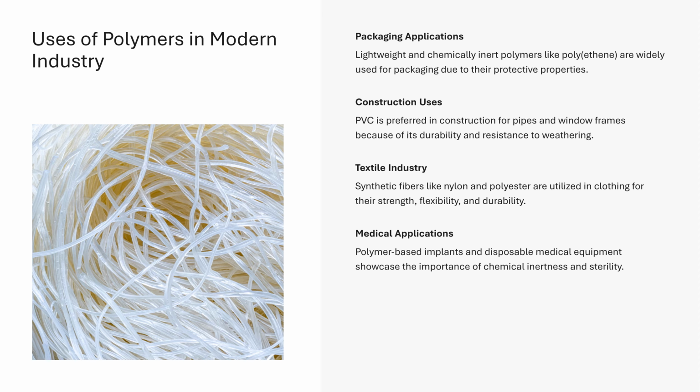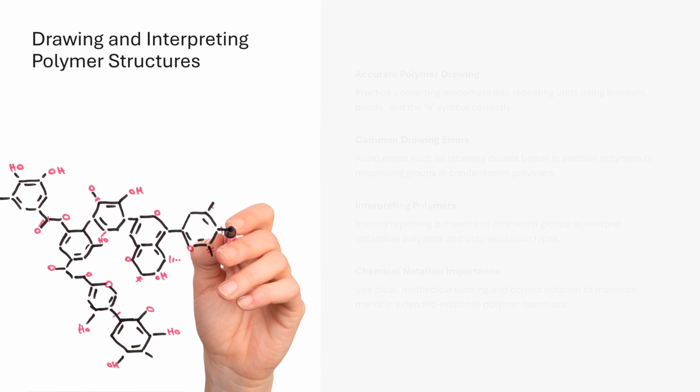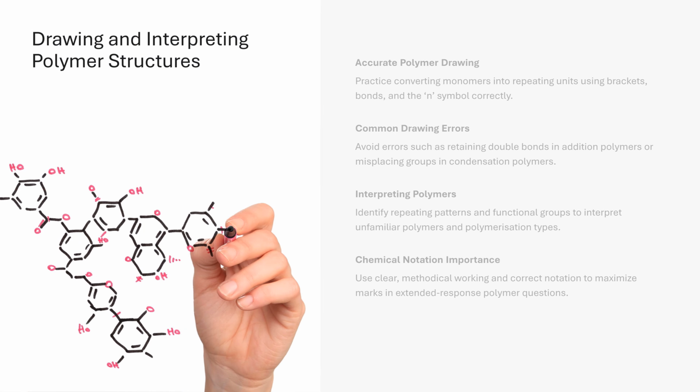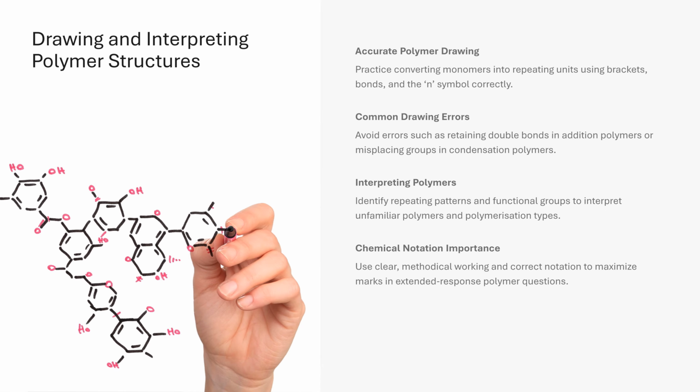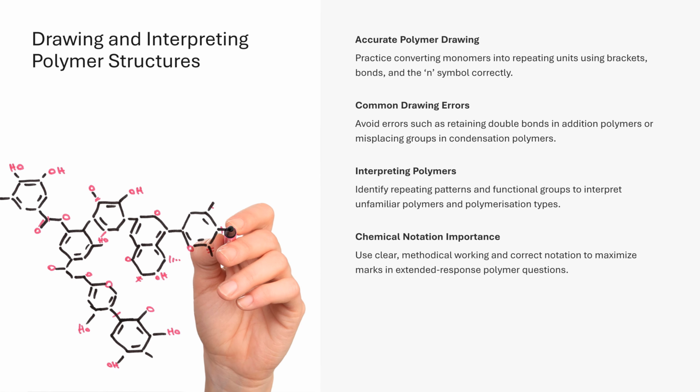Synthetic fibers such as nylon and polyester are used in clothing because of their strength and flexibility. Medical applications include polymer-based implants and disposable equipment, highlighting the importance of chemical inertness and sterility. Drawing and interpreting polymer structures. Students must practice converting monomer structures into repeating units, using brackets, correct bonds, and the symbol n.